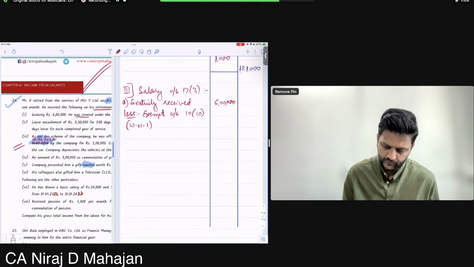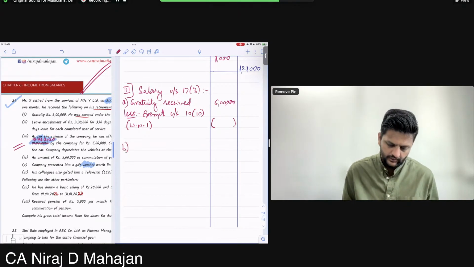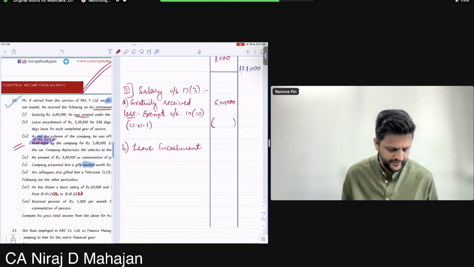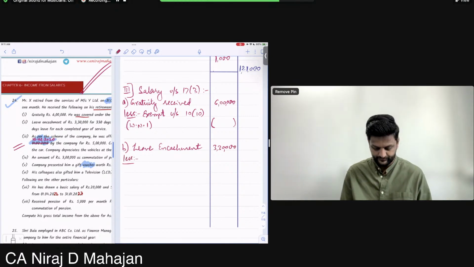Find whatever that will come to. Next, leave encashment. How much received? 3,30,000. Less: exempt under section 10(10AA). Correct?